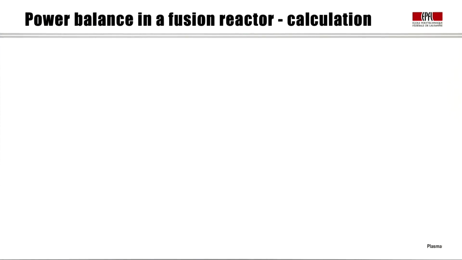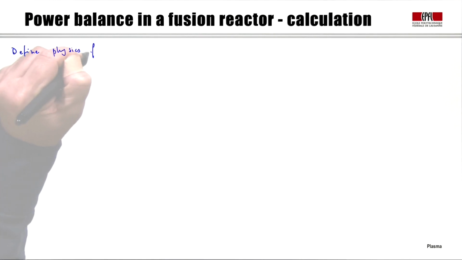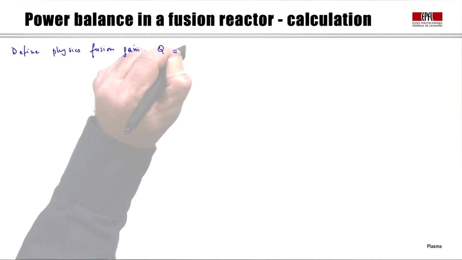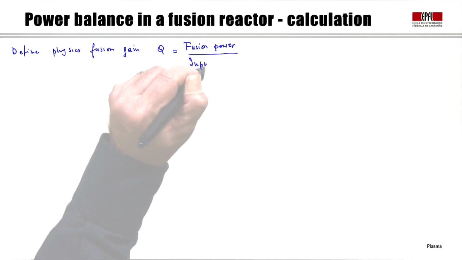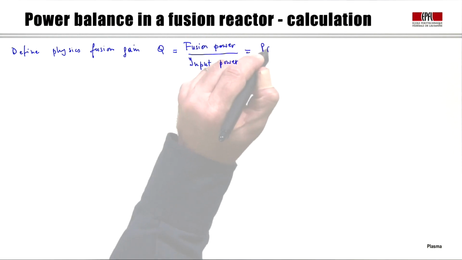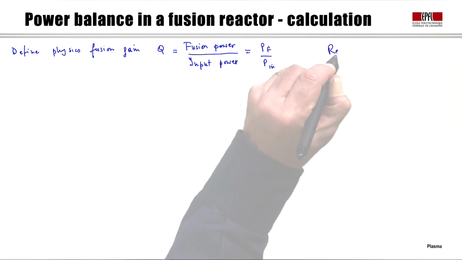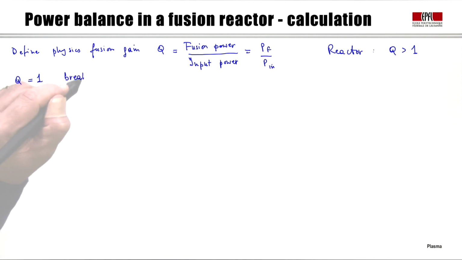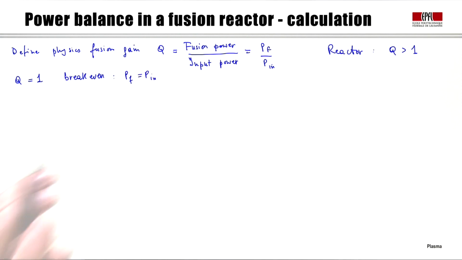We are now ready to calculate the power balance in a fusion reactor. Let's do that by defining first a physics fusion gain. We refer to that as capital Q. That's the ratio between the fusion power and the input power. Naturally, a reactor can only work if Q is larger than 1, that is, if we gain power from the system. The frontier, that is the value of Q equal to 1, is called break-even. So that's the situation at which fusion power and input power are identical.